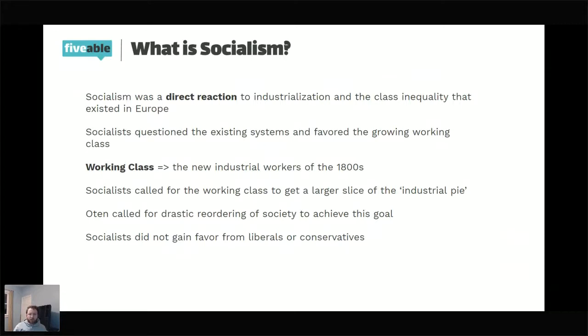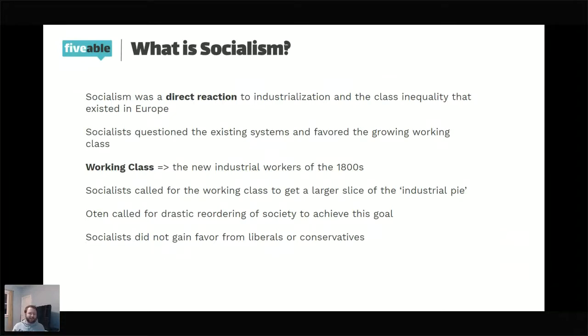And socialists are going to say that the working class, as the name implies, are the ones that are working and putting in the time and putting in the effort, and they want a bigger slice of the industrial pie. They say that the workers should have a bigger slice of the industrial pie.